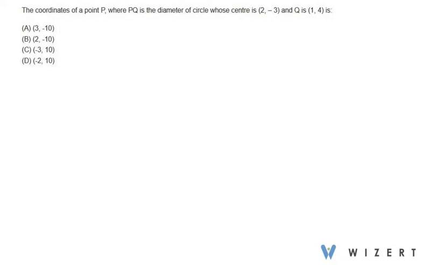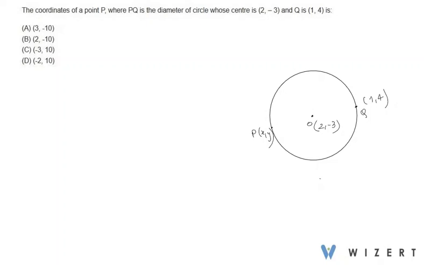Now in order to find this, let's try to visualize what this situation is showing. It says that this is a circle with center O as (2, -3), and this here is Q, which is (1, 4), and we have to find P, where PQ is diameter. P is (x, y), where PQ is diameter.